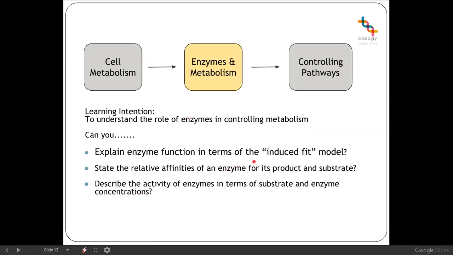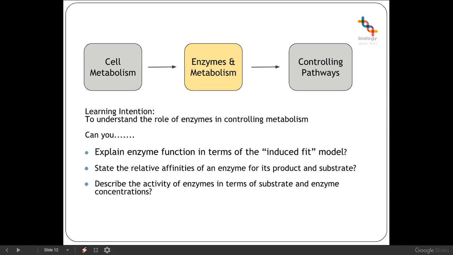So you should be able to explain that enzymes function in terms of the induced fit, because the active site is able to mould around its substrate, producing that induced fit model and allowing an increased level of surface area contact between the enzyme and the substrate. That the enzyme has a higher affinity for its substrate, meaning it's more likely to bind to that than anything else, and quite a low affinity for its product, allowing the product to be released into the environment and leaving the active site free for further reactions to take place.